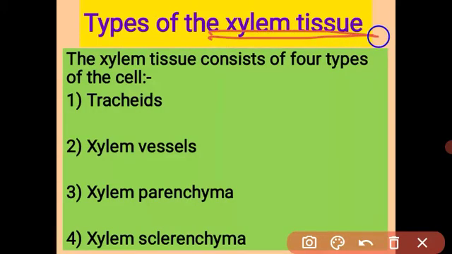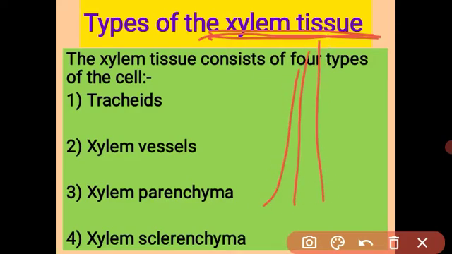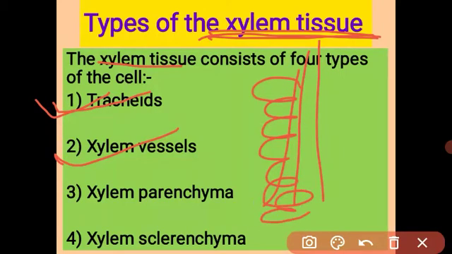What is the xylem? Xylem is a complex tissue. It is the conducting tissue. The main function of xylem tissue is to conduct the water in an upward direction. There are 4 types of cells which make up the xylem tissue. Tracheids, dead cells, elongated, whose main function is to transport the water upward and give mechanical support to the plant. Xylem vessel, the tube-like structure, also conducts the water upward and gives mechanical support.